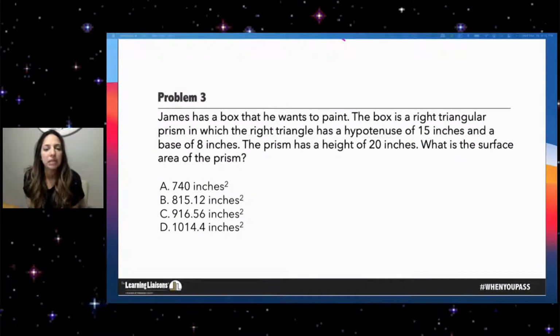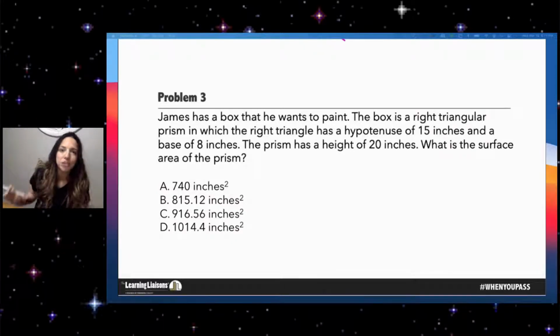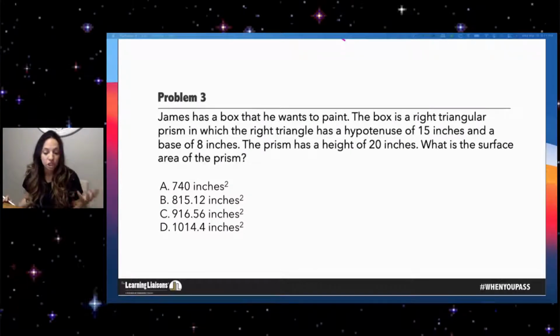James has a box that he wants to paint. The box is a right triangular prism in which the right triangle has a hypotenuse of 15 inches and a base of 8 inches. The prism has a height of 20 inches. What is the surface area of the prism? So this is a tricky question because they didn't give us a picture to go off of. They gave us a bunch of words, and interpreting words is usually people's hardest thing to do.